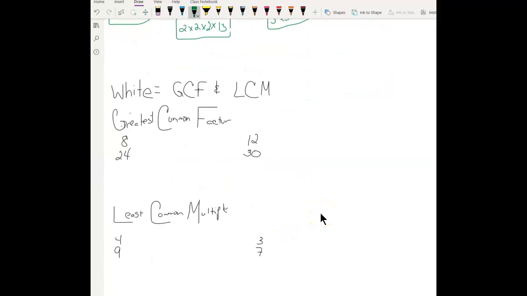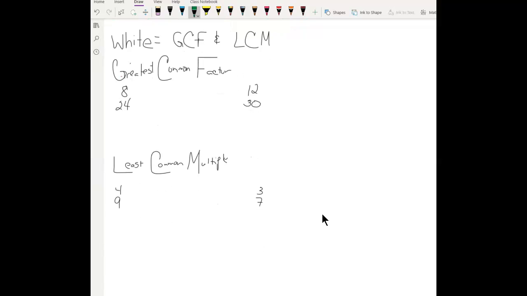The last thing we have is GCF and LCM. Yes, GCF and LCM. We had so much fun with this. Greatest common factor. We just determined what a factor was. So what are the factors of 8? 1 times 8, 2 times 4. Okay. And then 24 is 1 times 24. 6 times 6, 12, 18, 24. Yep. 2 times 12. 3 times 8. And 4 times 6.